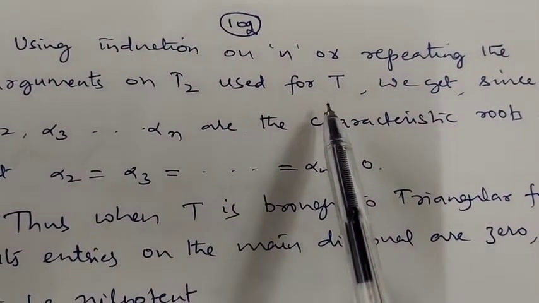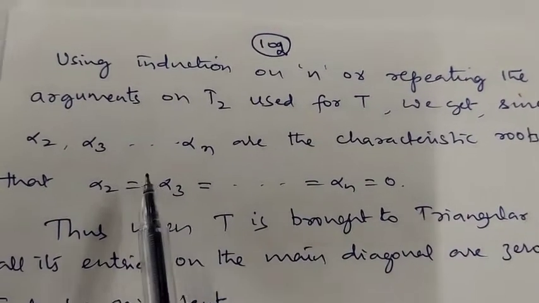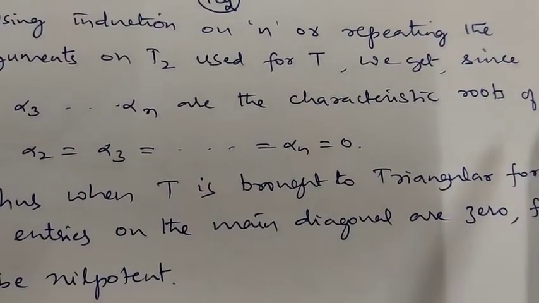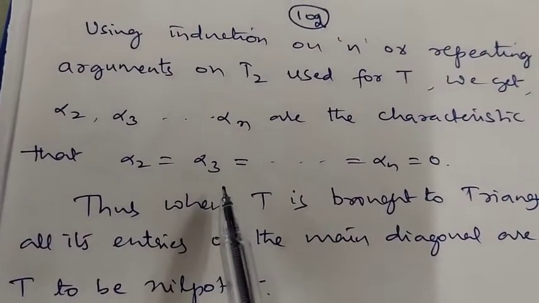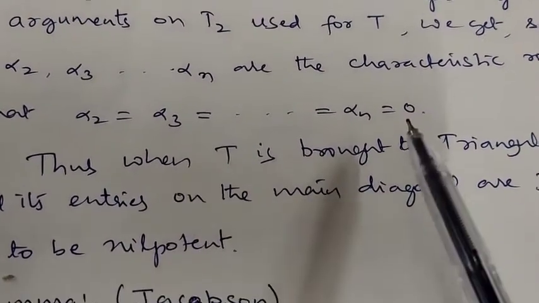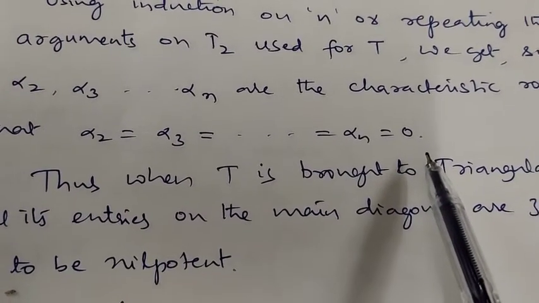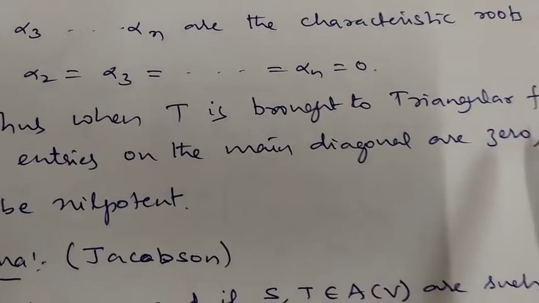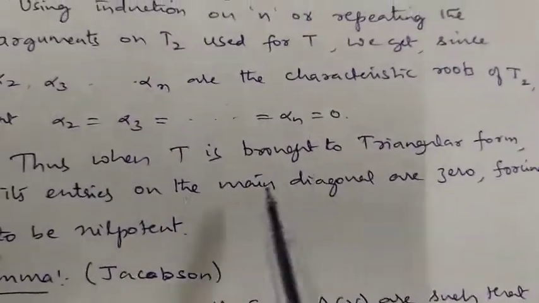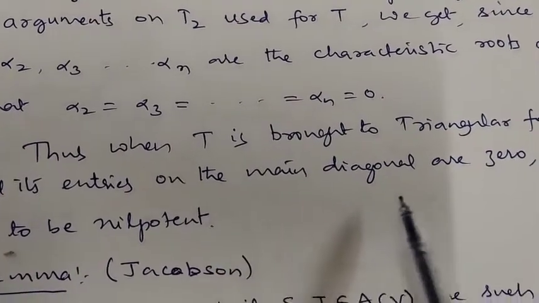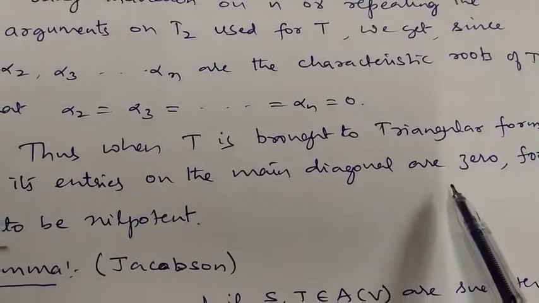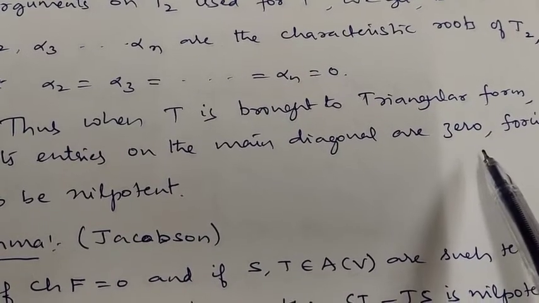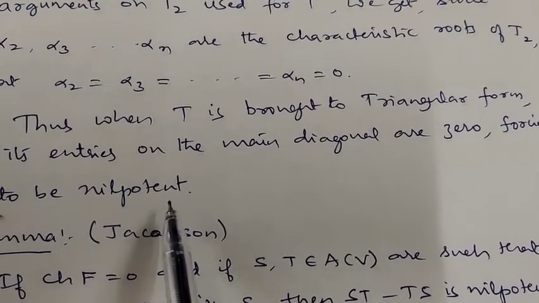Then, since alpha 1, alpha 2, etc., alpha n are the characteristic roots of T2, we find that alpha 2 is 0, alpha 3 is 0, etc., alpha n, they are all zeros. Thus when T is brought to triangular form, all its entries on the main diagonal are 0. Therefore we can declare that T is nilpotent.